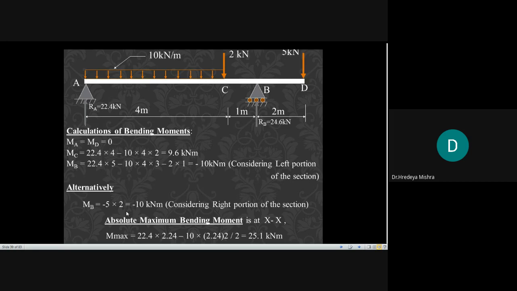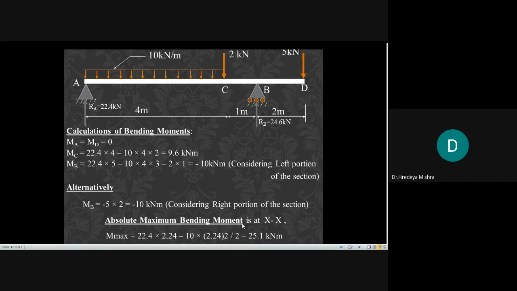Now at B point, see here, the alternate method: we considered the left hand side, now we consider the right hand side. Then what happens? 5 into 2 in negative direction. So we get negative here. Okay. So that's why we get the same value. We consider only one direction for the bending moment, left hand or right hand. Okay.